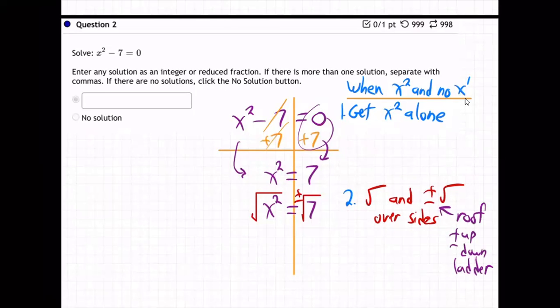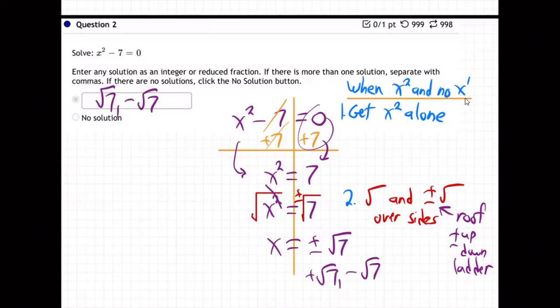And then what becomes of that? Well, these guys cancel, and it's just plain old x. And this is plus or minus root 7. So those are actually two answers. That's plus root 7 and minus root 7. Like that. So we just say root 7 and minus root 7. And I'm pretty sure they want us to give the answers just like that rather than decimals.